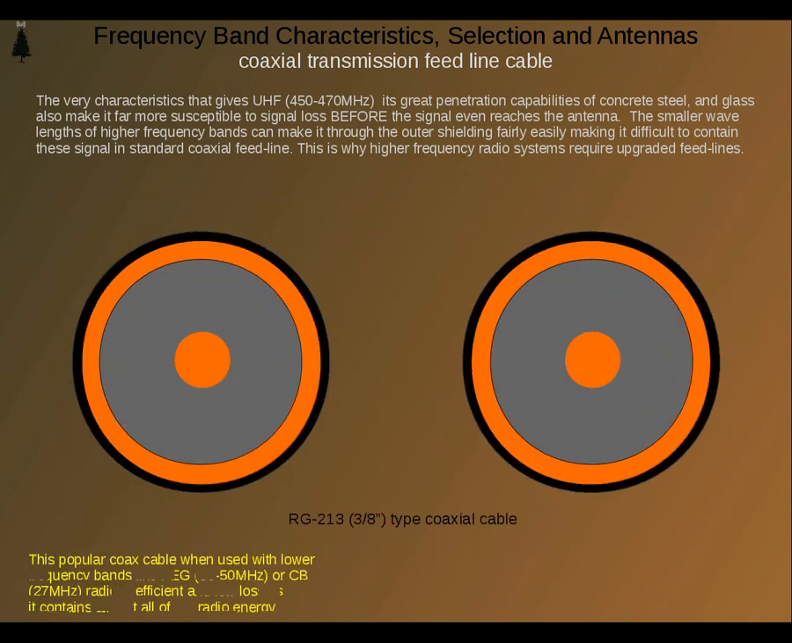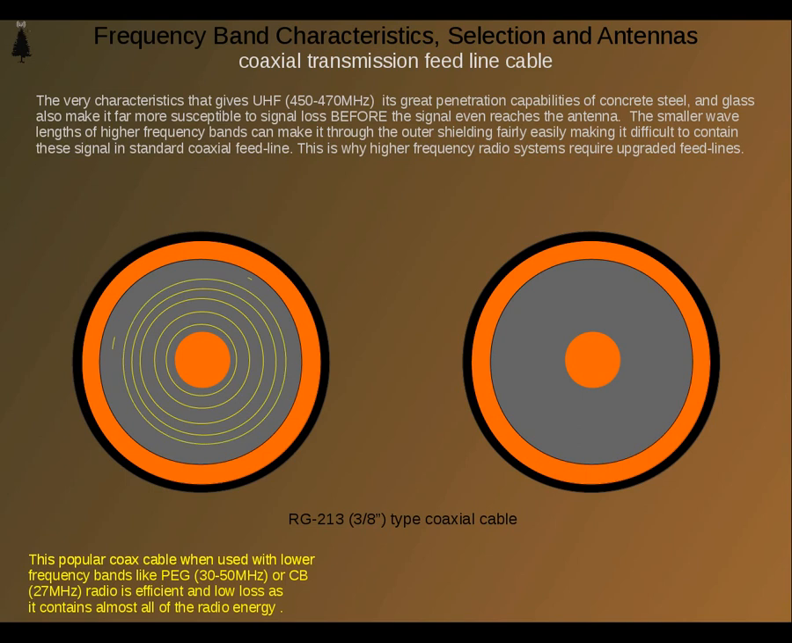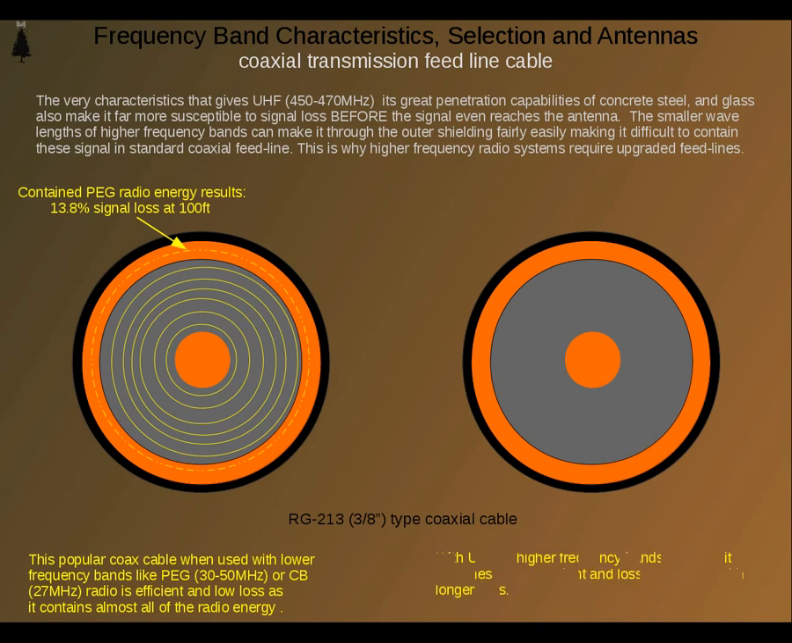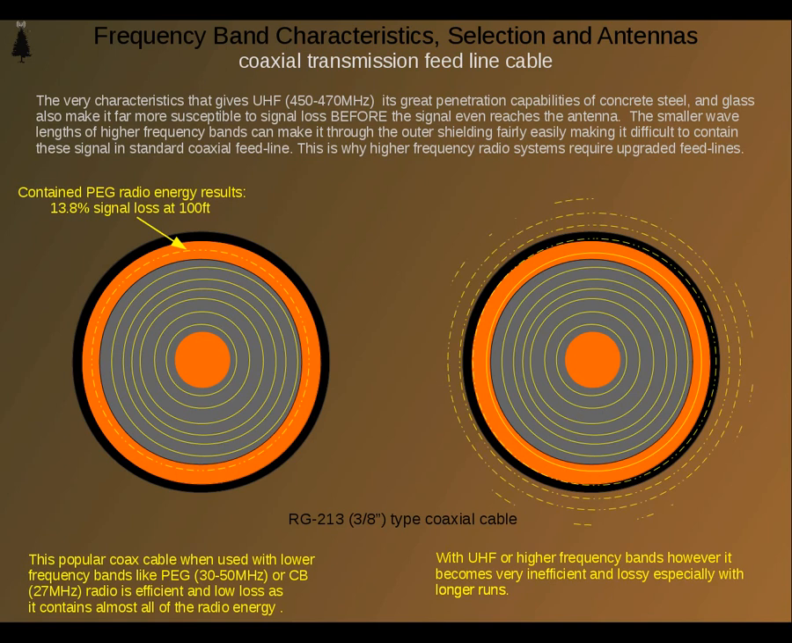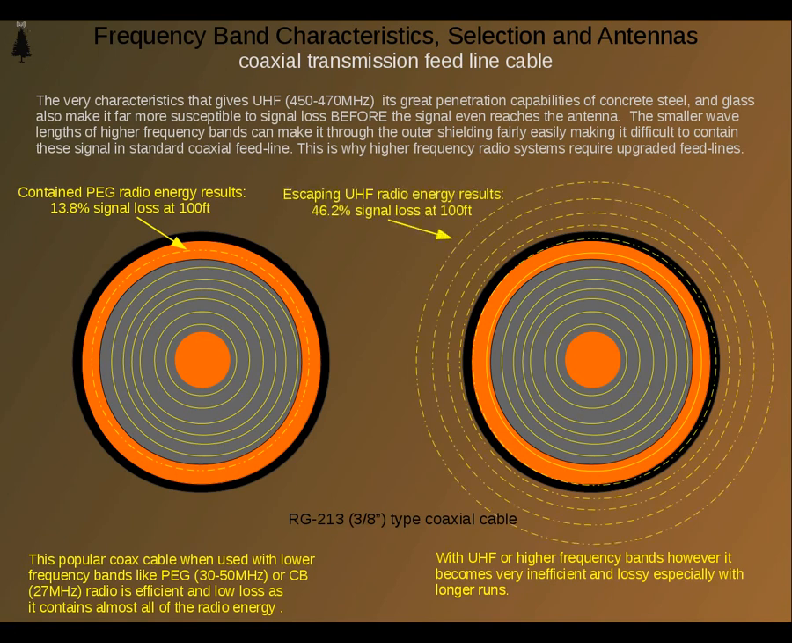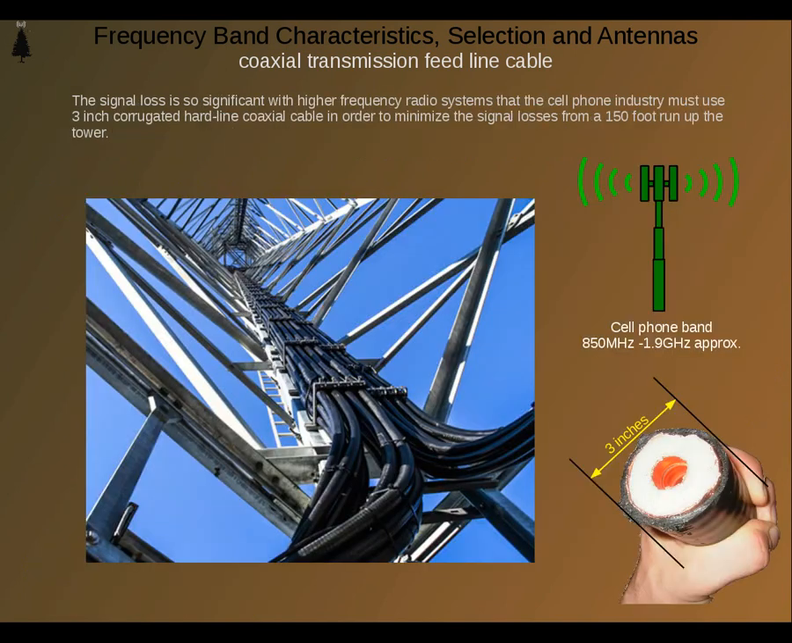This popular coax, when used with lower frequency bands such as PEG or CB radio, is efficient and low loss as it contains almost all of the radio energy. The results being only a 13.8% signal loss at 100 feet. With UHF or higher frequency bands, however, it becomes inefficient and lossy, especially with longer runs. The results being a massive 46.2% signal loss at 100 feet. The signal loss is so significant with higher frequency radio systems that the cell phone industry must use a 3-inch corrugated hardline coaxial cable in order to minimize the signal loss from a 150-foot run up the tower.